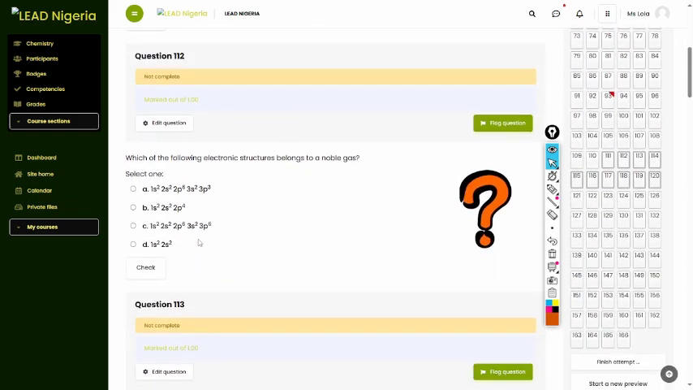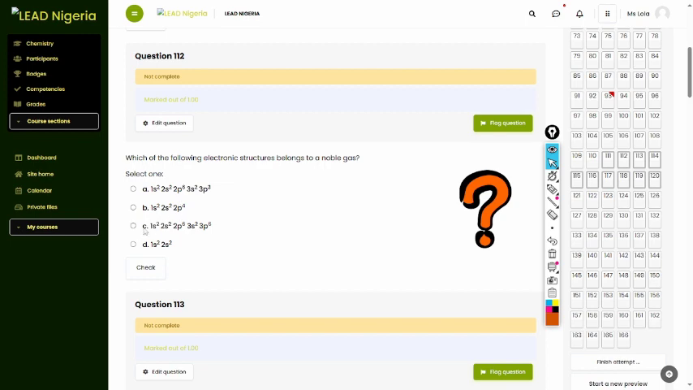Which of the following electronic structures belongs to a noble gas? A noble gas has complete electrons in its outermost shell. Looking at this, the third shell has a total of 2 plus 5, which is 5 electrons, not complete because the third shell can carry a maximum of 18 electrons. For this one, the second shell has a total of 2 plus 4 electrons, which is 6. The second shell can carry a maximum of 8 electrons, so this is incorrect.